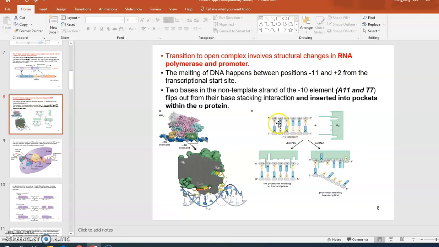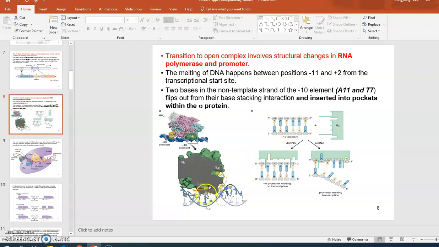If you look at the sequence there, it's a lot of A's and T's, so it's a very AT-rich sequence. That's why it's easily broken up. Especially around the minus 10 area of the promoter sequence, positions 11 and 7 are important because they flip out and bind.